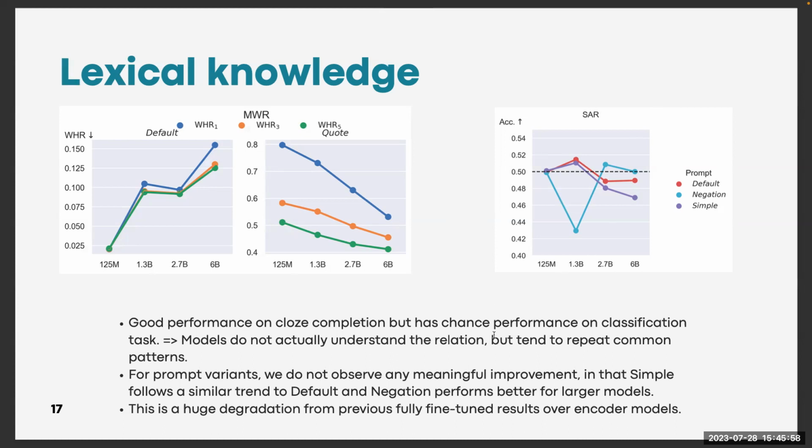So based on those results, we can conclude that the models do not actually understand what is an antonym and what is a synonym, but once again they just follow the patterns they have seen before. If we ask them to provide a completion to a query, they do quite well. But if we ask them to do a classification task to predict the relation between two words, they don't actually understand what is a synonym and what is an antonym.